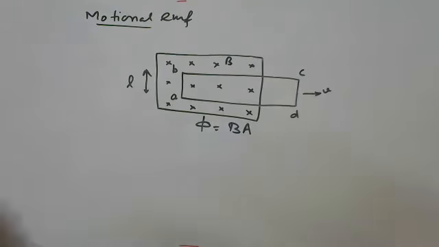Alternately, we can find out the direction of induced current by Fleming's right hand rule. We have seen the Fleming left hand rule. Thumb will tell you the force, fourth finger is the magnetic field, and this is the current, normal current.